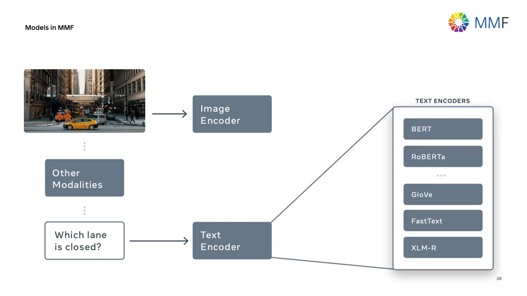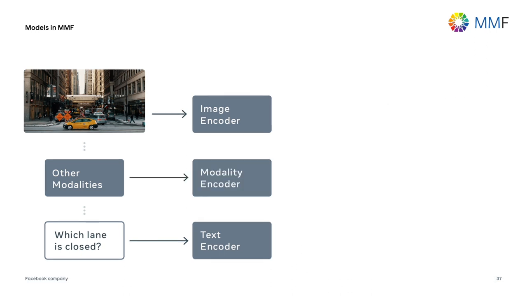For example, you can use BERT, RoBERTa, GloVe, FastText, LXMERT, or anything that Hugging Face Transformers provides. We have a dependency on Hugging Face Transformers, which allows you to use anything from that package. And these are all configurable through the config system of MMF. Then similarly for other modalities, you will have a particular modality encoder, which can be something specific to that modality.